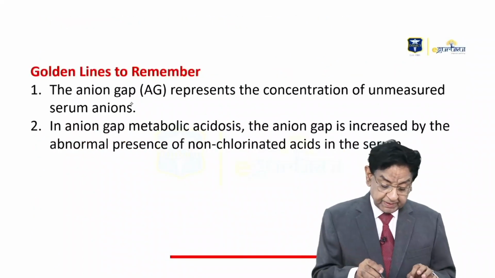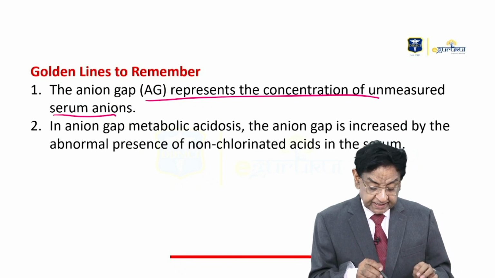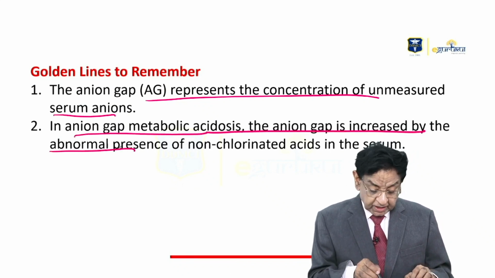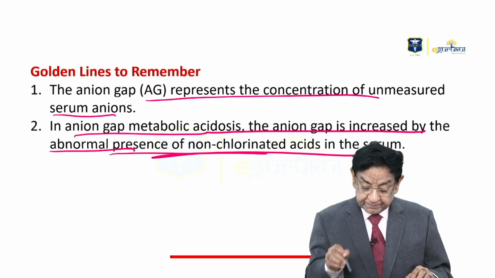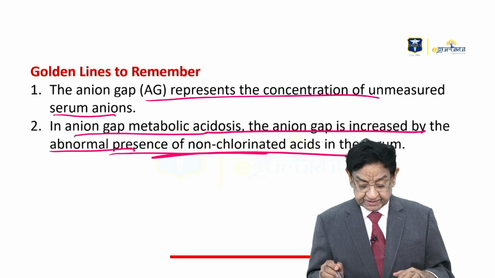Golden line to remember: anion gap represents the concentration of unmeasured serum anions. In anion gap metabolic acidosis, the anion gap is increased by abnormal presence of non-chloride acid in the serum like lactate, phosphate, sulfate.